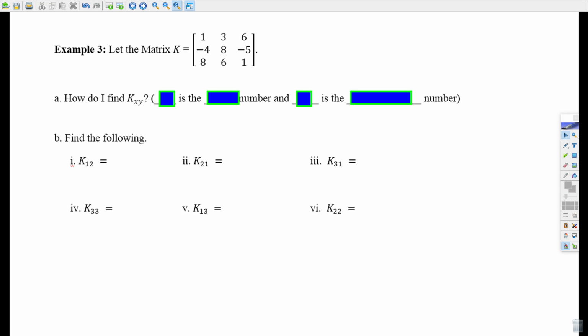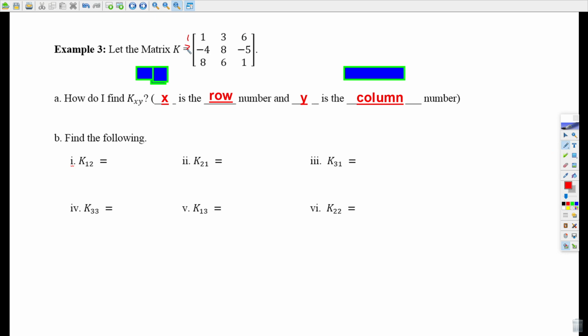Example 3. Let matrix K equal this whole block here. We have 1, 3, 6, -4, 8, -5, 8, 6, and 1. So how do you find K(x, y)? If you're looking at the matrix and trying to identify a specific element, in xy the x is the row number and the y value, the one that comes second, is your column number.